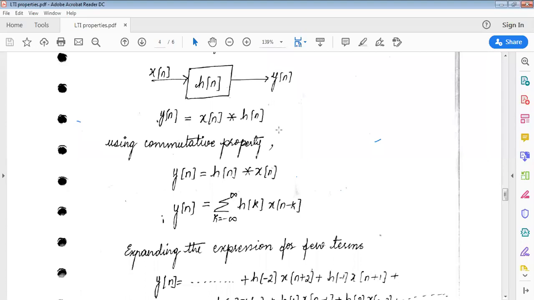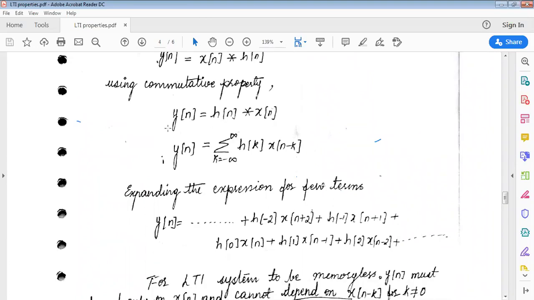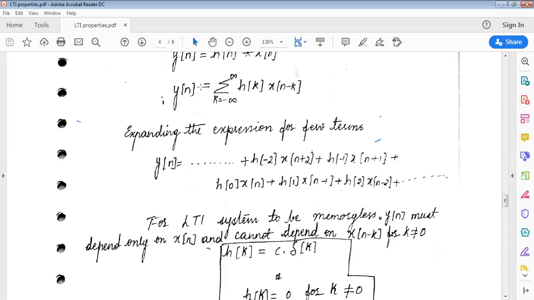Now already you have seen about the properties of LTI system, right? So using one of the properties, that is the commutative property, I can also write y of n as the convolution of h of n and x of n. Okay, so this is the symbolic representation of the output of an LTI system. Now how do you expand it mathematically? I have written the expression for the convolution sum. So this becomes summation of k varying from minus infinity to plus infinity, h of k and x of n minus k.